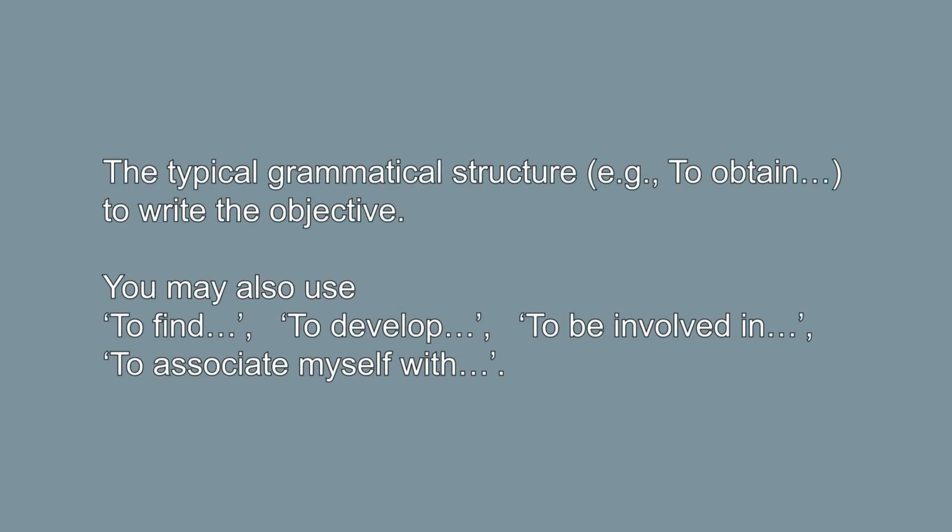While writing the objective, give your employer an idea of what kind of position and workplace you are looking for. It should match with the education, experience and interest you have. It is also known as career aim. Note the typical grammatical structure, for example, to obtain, to write the objective. You may also use to find, to develop, to be involved in, to associate myself with.